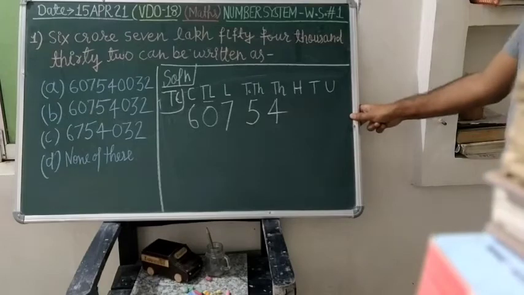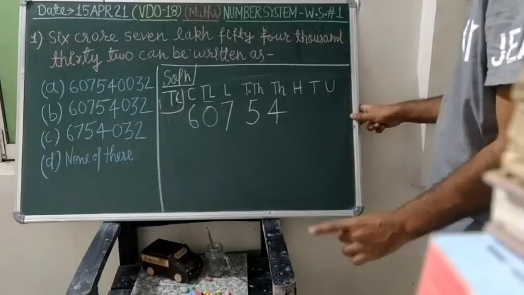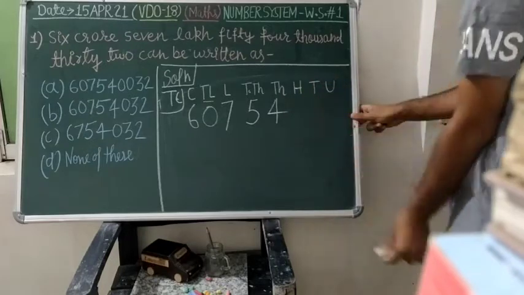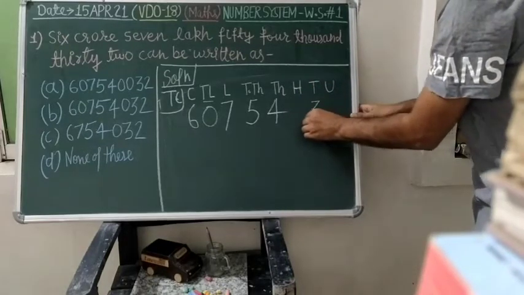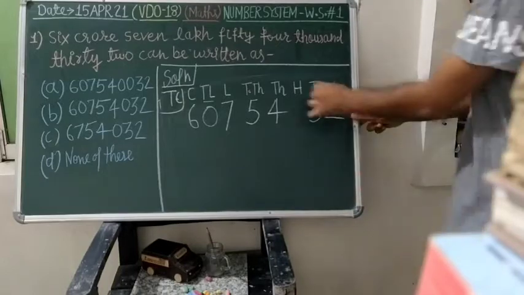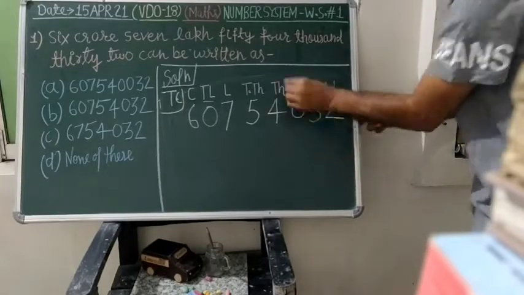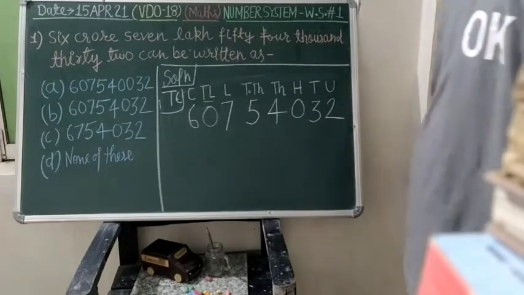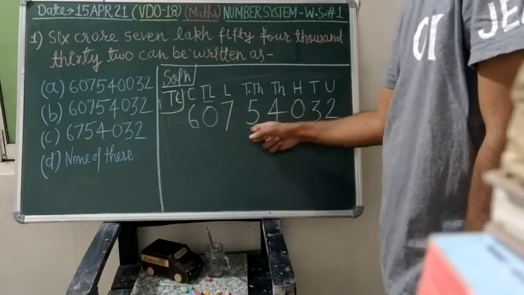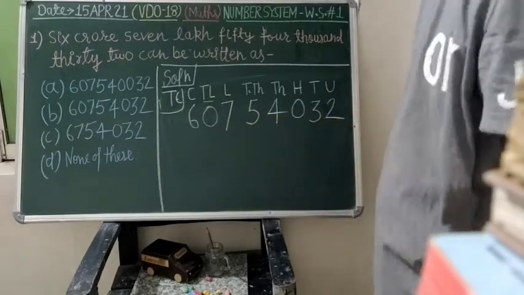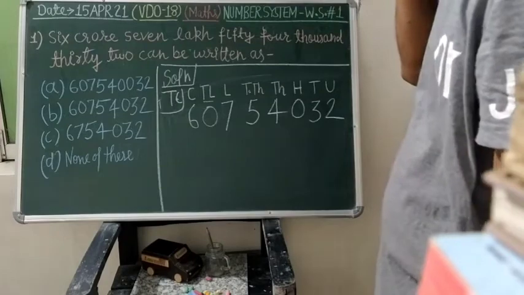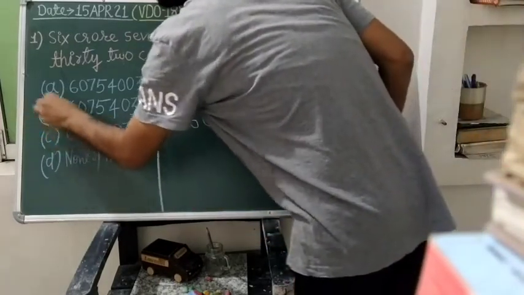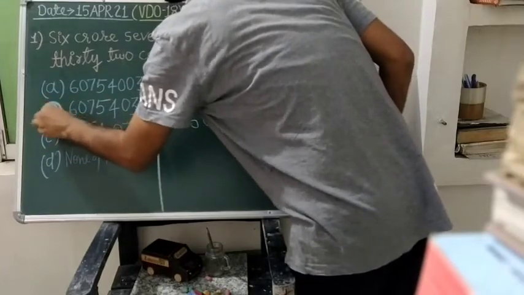Then 32. Look student, they are not giving 100, they are saying 32. So 32 will be here and the 100 place is left, so 0 will come at the place of 100. So the number will become 60754032. Which one is matching? Answer B is matching.